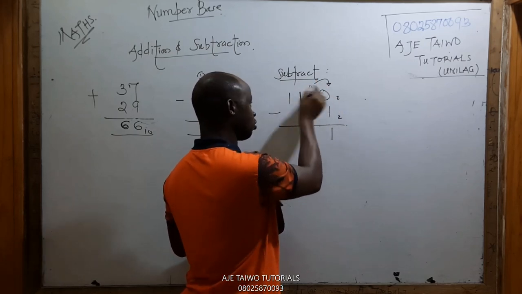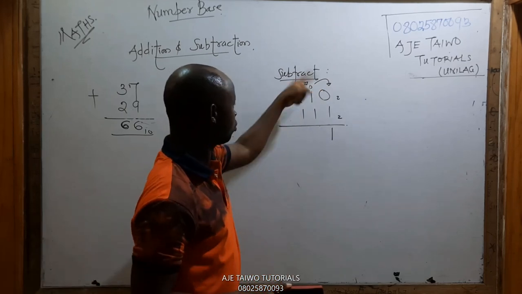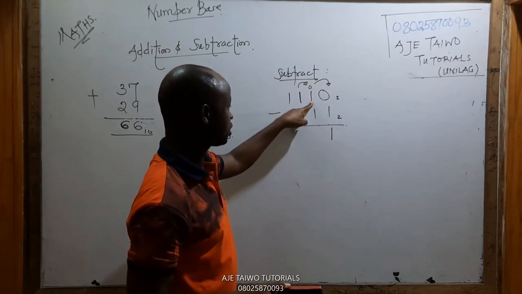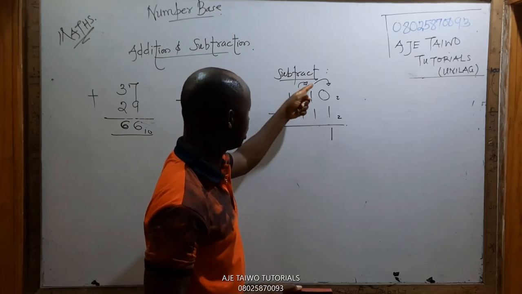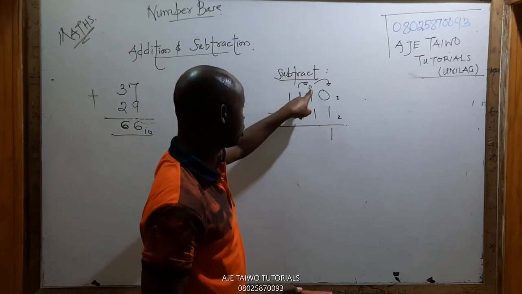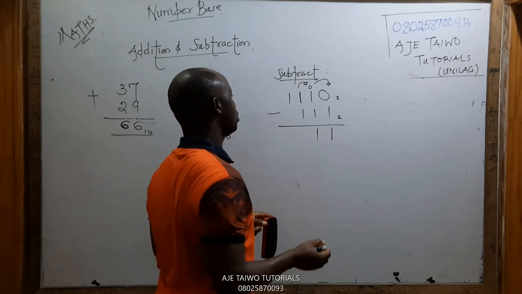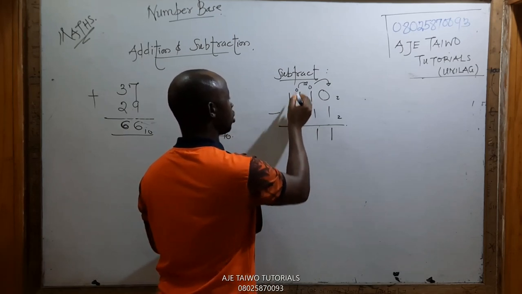So you have to borrow from here to here now. If you borrow from here to here, you are borrowing 1, but it's 2, we call it. It's 2. So 2 plus 0 is now 2. So 2 minus 1 is 1 also. Here is not left with what was there, but you have borrowed it.